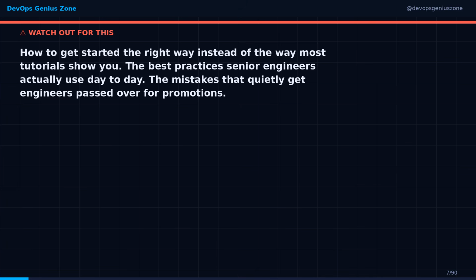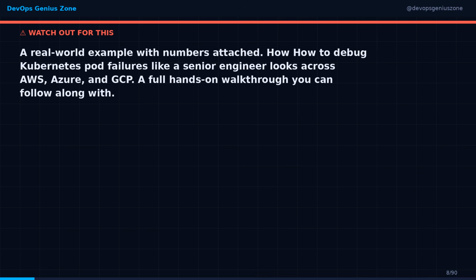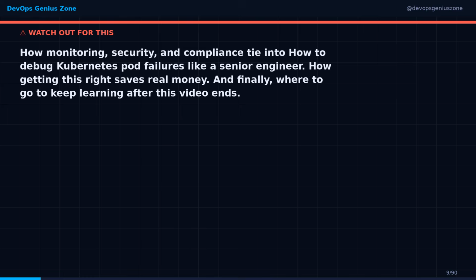How to debug Kubernetes pod failures like a senior engineer looks across AWS, Azure, and GCP. A full hands-on walkthrough you can follow along with. How monitoring, security, and compliance tie into how to debug Kubernetes pod failures like a senior engineer. How getting this right saves real money. And finally, where to go to keep learning after this video ends.